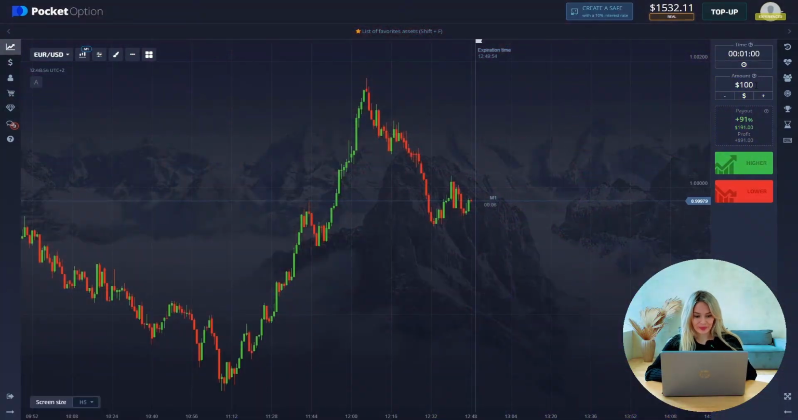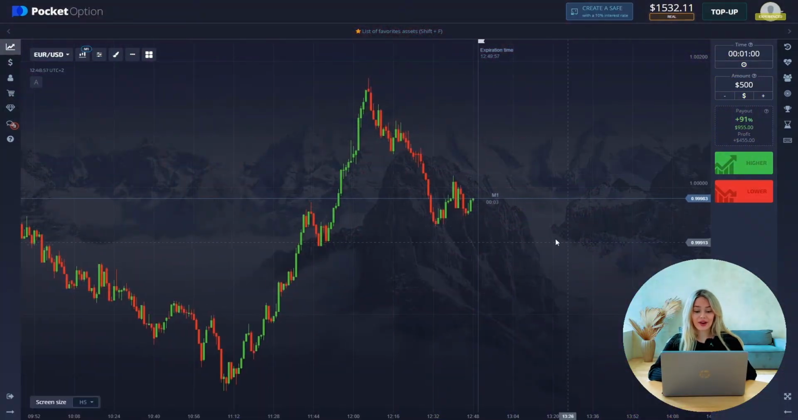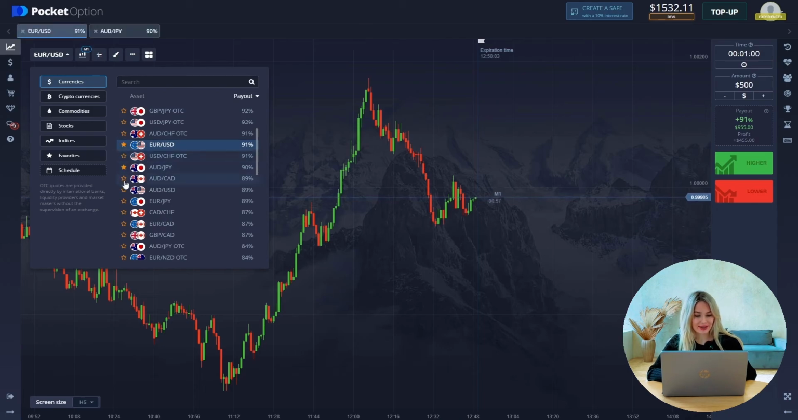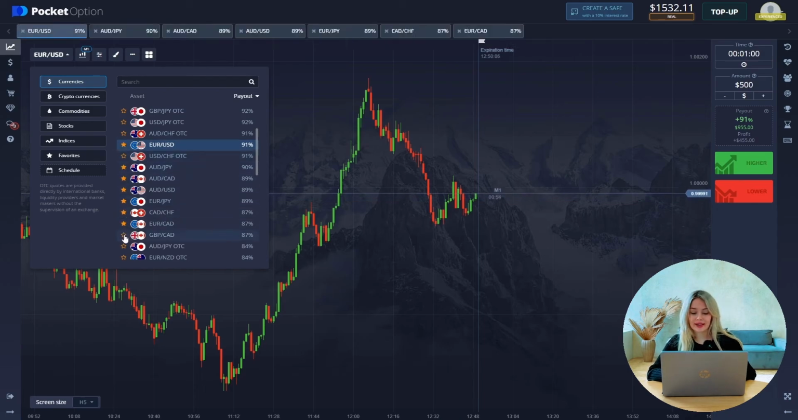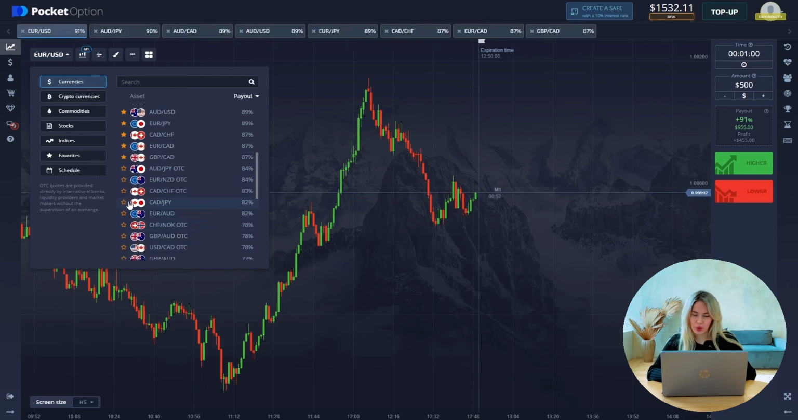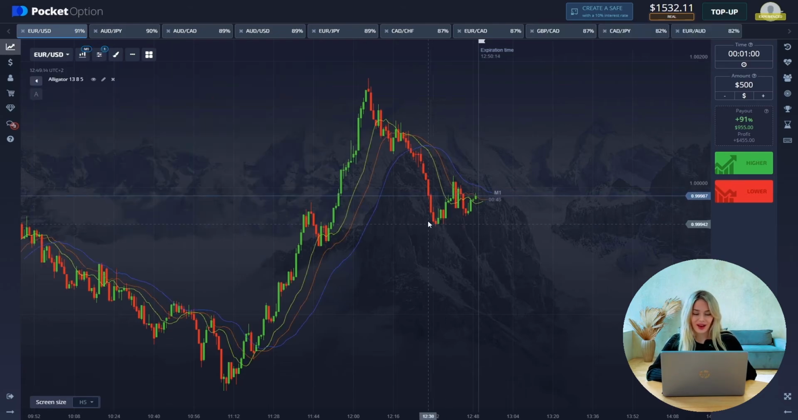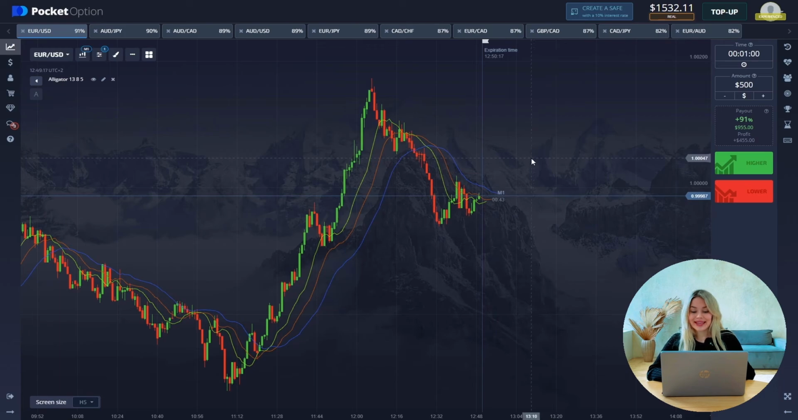Let's get started. We will open trades at $500. Let's add currency pairs with a suitable high percentage. I plan to open trades in the direction of the trend, and we will choose a trend indicator. This is an alligator. I will tell you more about it later. It is more convenient to open trades in the trend with it than on a flat.